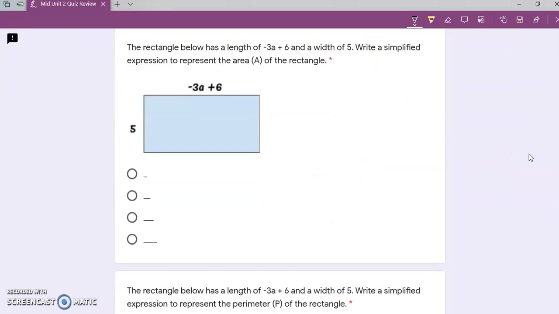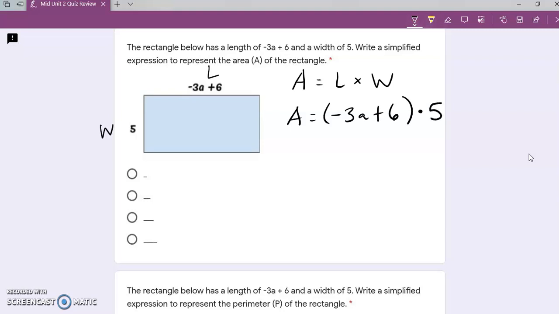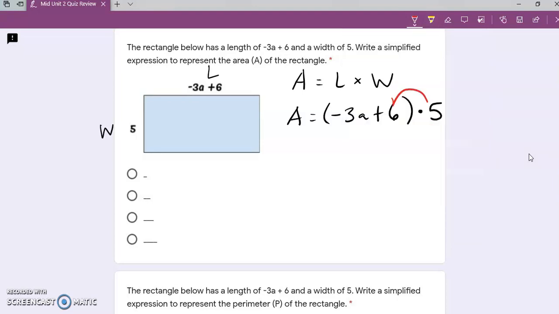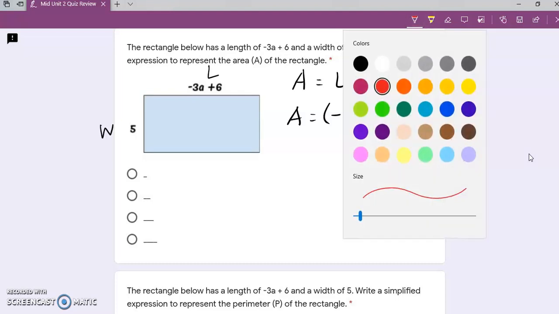Moving on, I have the rectangle that has a length of negative 3a plus 6, so that's the length up here, and then a width of 5. So now it's asking me to find the area of the rectangle. The area always is length times the width. So the area with the length of negative 3a plus 6 multiplied by the width of 5. So I know, okay, I'm going to have to distribute here. I'm going to have to multiply the 5 times the 6 and also multiply the 5 times the negative 3a.